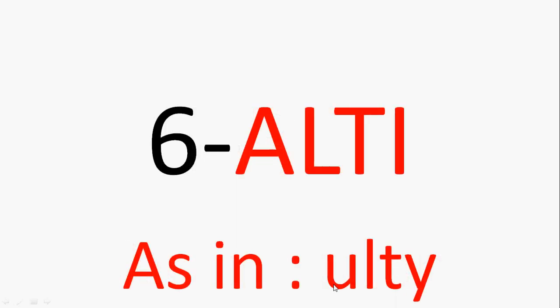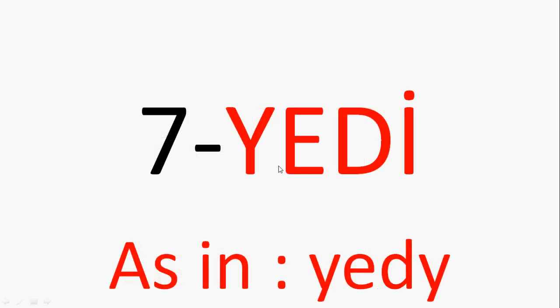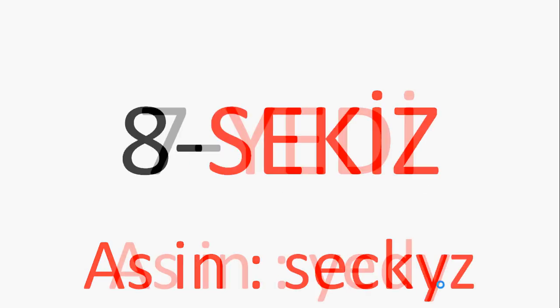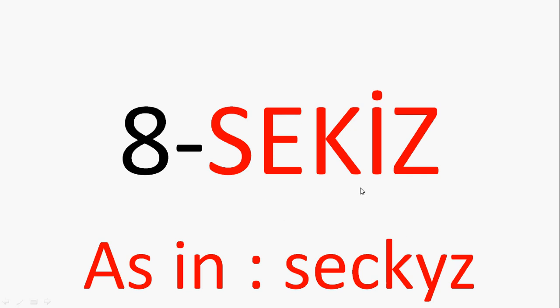Alright, so let's see here, altı. Maybe pronouncing here, pronunciation altı, alright? So here, yedi. Now, here an example, yedi, alright? So here, sekiz. You know here, sekiz, alright?